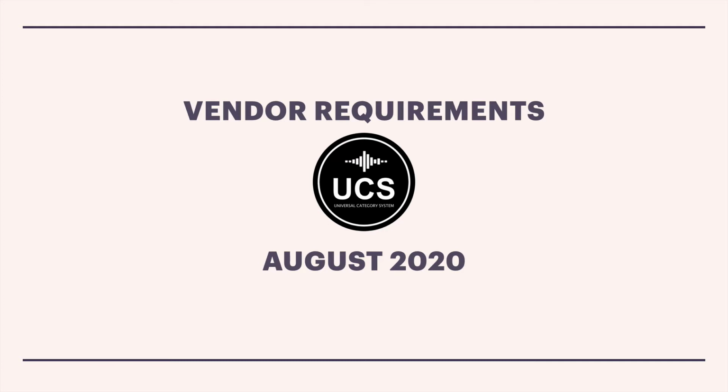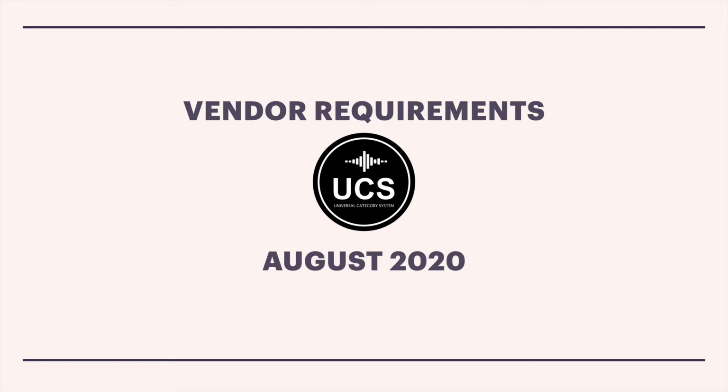Okay, this is going to be a pretty brief video, but I want to go over what we're calling the vendor requirements. And again, we use that term pretty loosely. But let's say you're a vendor and you want to convert your library to the universal category system and you want to advertise it as such, then this video is going to discuss what it is that you need to do that.